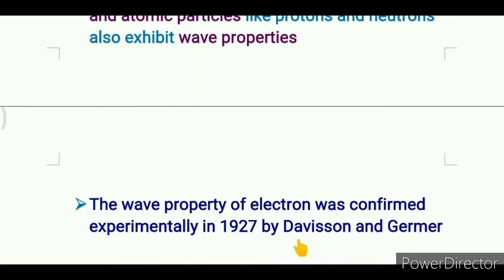And the wave property of the electron was confirmed experimentally in 1927 by the scientists Davisson and Germer, which we will see next time in the next lecture.